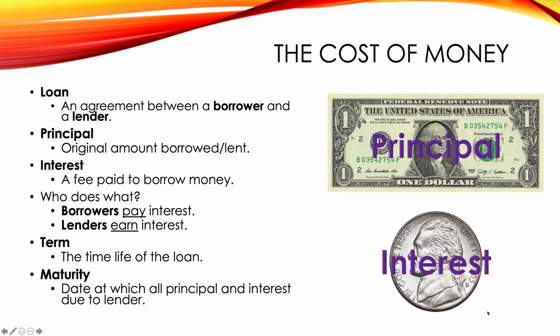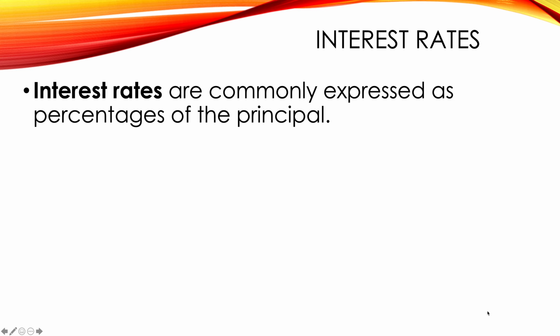So here we go. We're going to talk about interest rates. Interest rates are essentially telling the borrower how much interest they're going to have to pay and telling the lender how much interest they're going to earn. But when we do interest rates, we're expressing them as percentages of the amount borrowed. In other words, percentages of the principal. So we'll do an example of this.